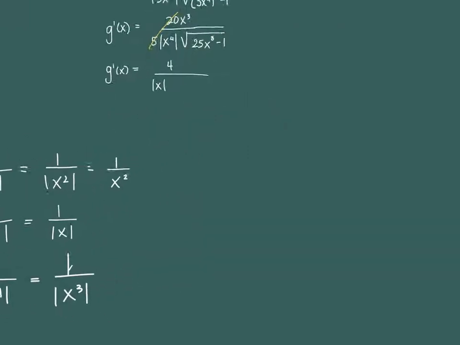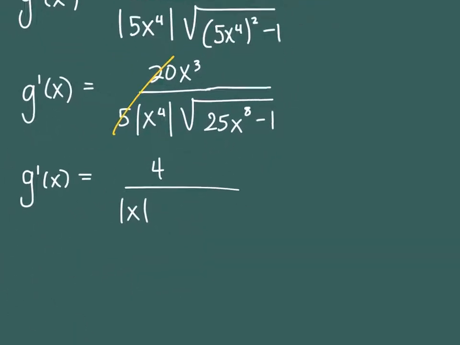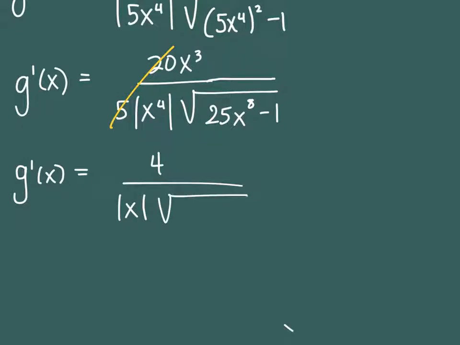All right, so back to this. And then we've got 25x to the 8th minus 1. And that's not simple. You can't simplify that anymore. That's pretty much as far as you can go with that one.